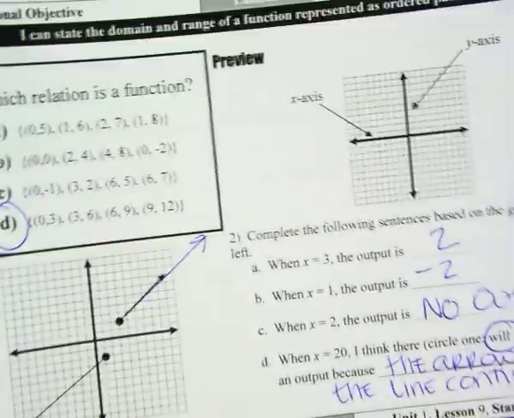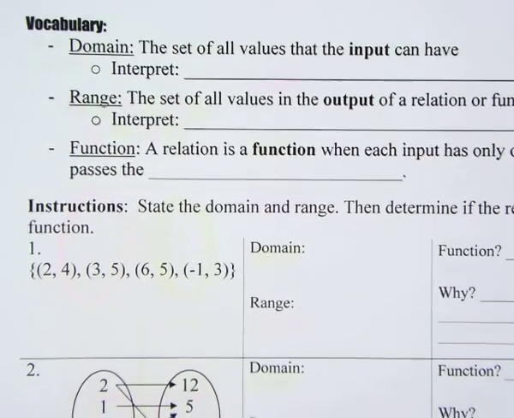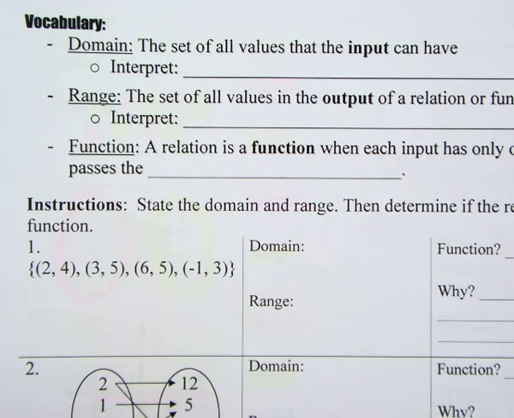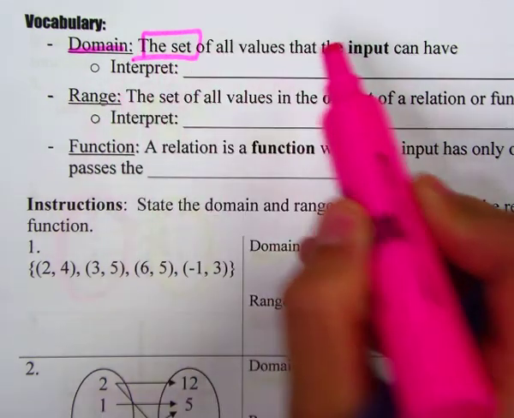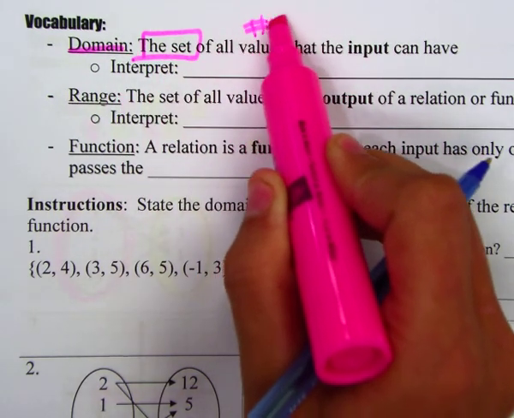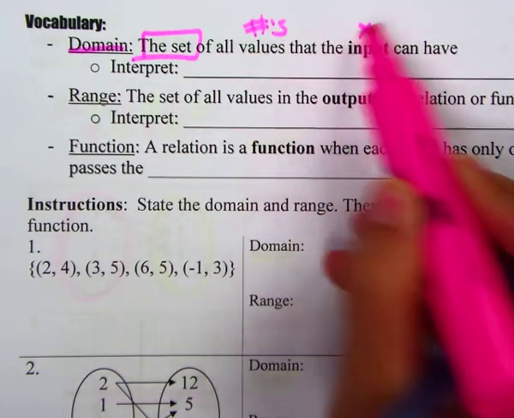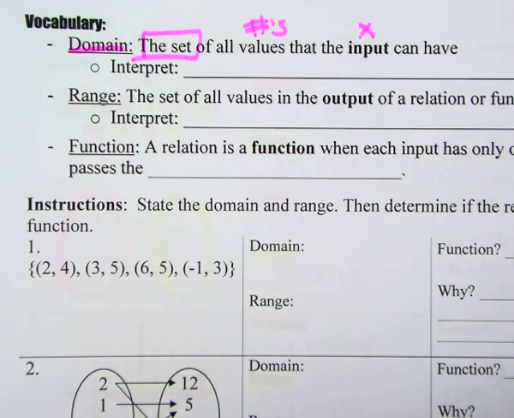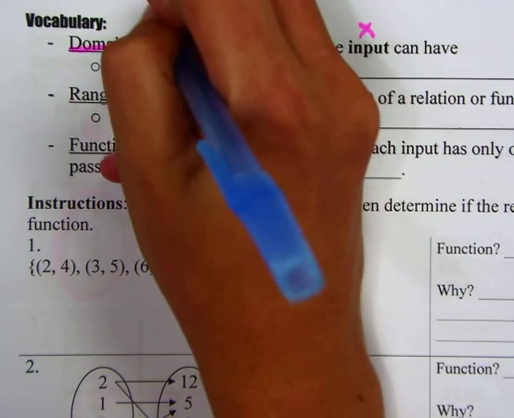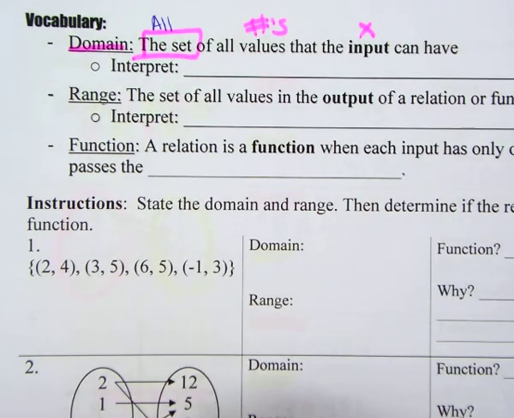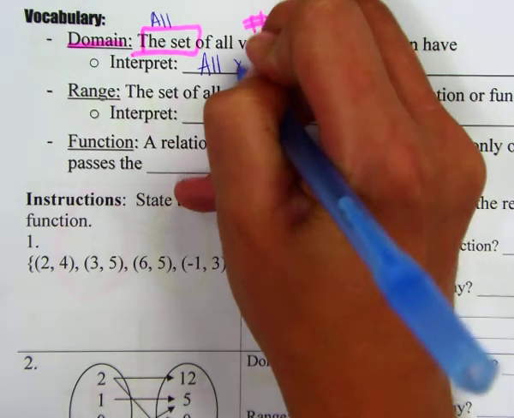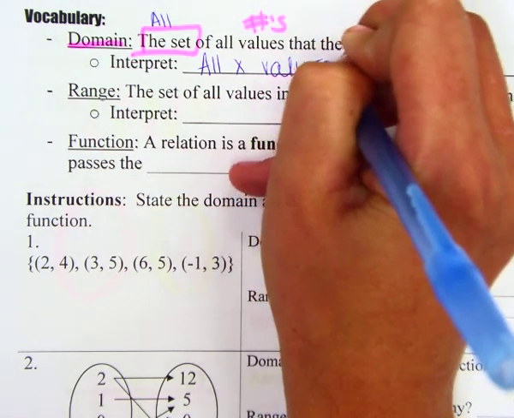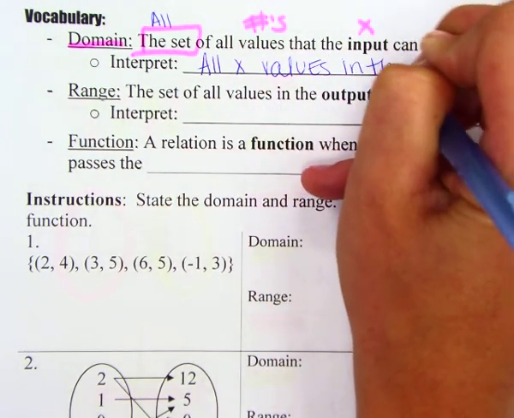Moving on to the heart of today. Today is about domain and range. Okay, so very quickly some vocabulary. Domain is the set of all values that the input can have. Notice I annotated as I went. The set is like all. So all x values in the relationship.